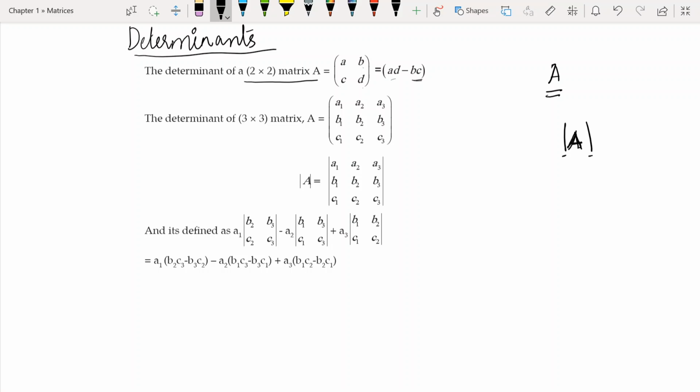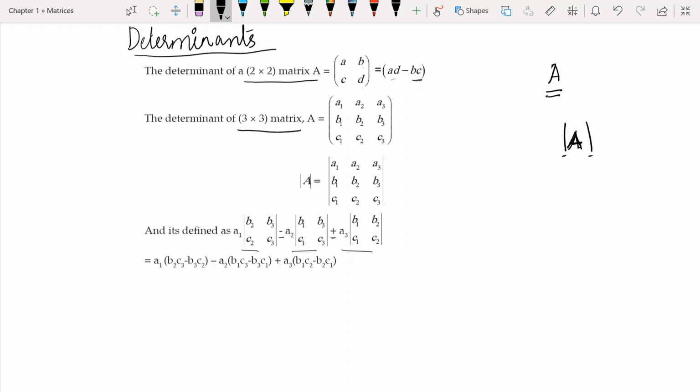Now the determinant of a 3 by 3 matrix will be what? See, these are the elements of the matrix. Matrix we represent with this bracket. There are totally 9 elements in a 3 by 3: A1, A2, A3, B1, B2, B3, C1, C2, C3. Now the determinant of this particular matrix, we represent with these 2 lines. It will be these 3. Now understand there is a minus here, there is a plus here.